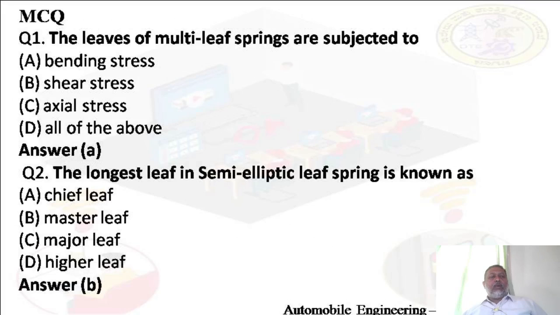That's about the problems in the section, and we'll have some MCQs. The leaves of multi-leaf spring are subjected to bending stress, shear stress, axial stress, all of the above. Basically, the multi-leaf springs are subjected to bending stress. The longest leaf in the leaf springs is known as: chief leaf, master leaf, major leaf, higher leaf. The name for the longest one is nothing but master leaf.